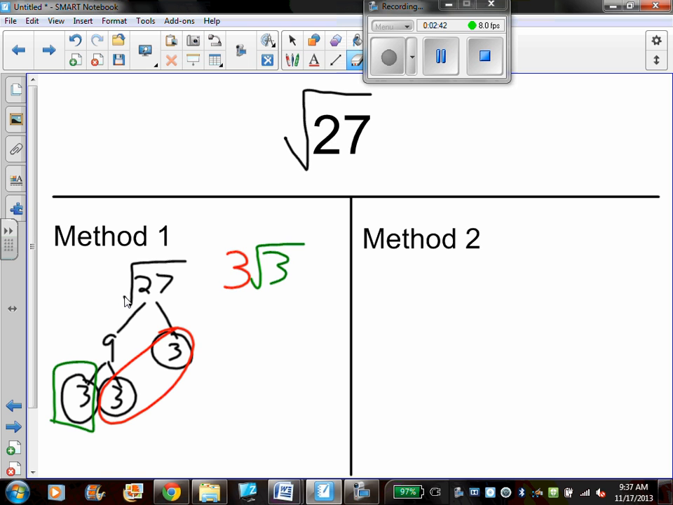The other method is good if you know your perfect squares really well. Things like 1, 4, 9, 16, 25. Numbers that you get by taking a number and multiplying it by itself. If you know those really well, and you're pretty good with your number facts, then you might recognize that 27 is immediately the same thing as 9 times 3, 9 being a perfect square. That's why we use 9.